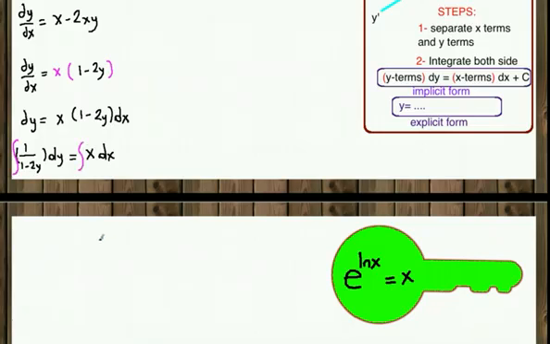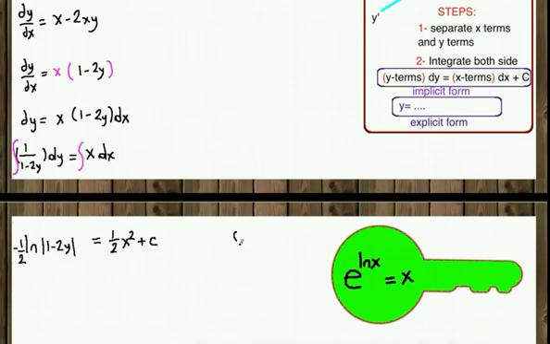Integral of x is 1/2 x squared. And we're going to use c on the x term side. Integral of 1 over (1 minus 2y) is ln of (1 minus 2y) times negative 1/2. If you're fluent with integration of ln, that's great. If you're not, you can do u substitution.